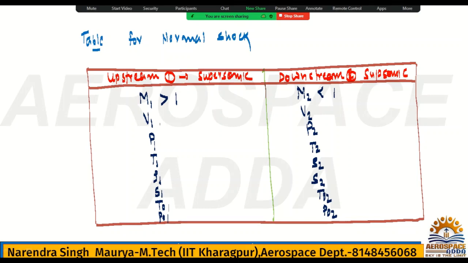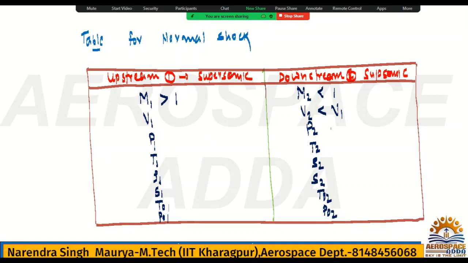What is V1? V1 is the flow velocity ahead of the shock, and V2 is the velocity behind the shock. Obviously the Mach number is decreasing, so the velocity will also decrease, which is nothing but V2. You can say V2 is less than V1. In terms of Mach number you say less than 1, but in terms of velocity you say less than V1. And that value you have to calculate.